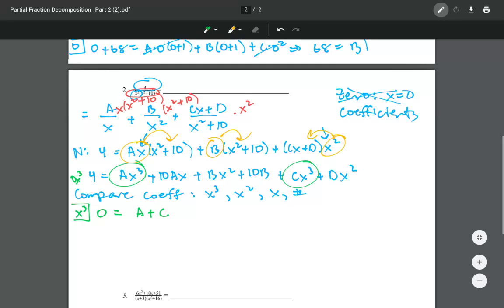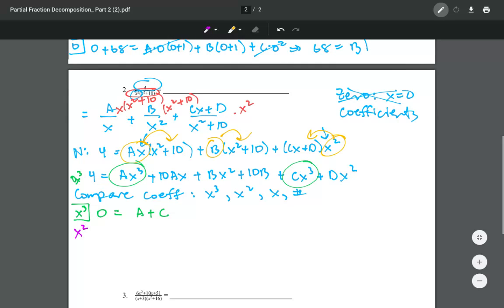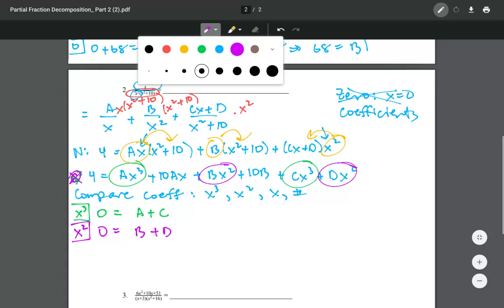So let's go ahead and move down to our squareds. I'll do purple this time. So x squared. X squared, again, none on, I should just put 0. So 0 on the left. So as I'm comparing x squared, 0 on the left is equal to, on the right, I have b plus d. B plus d.